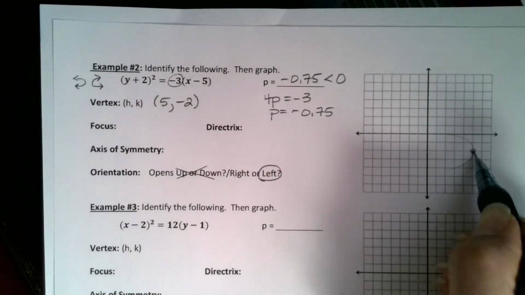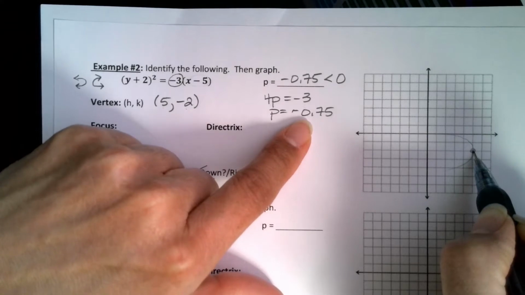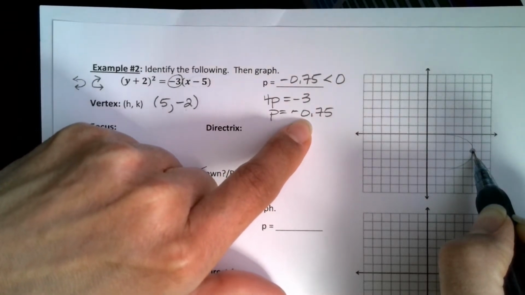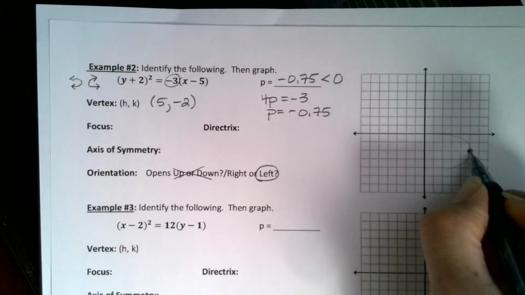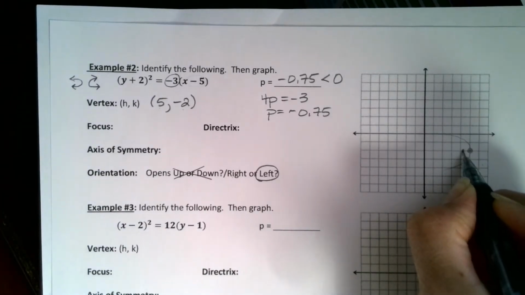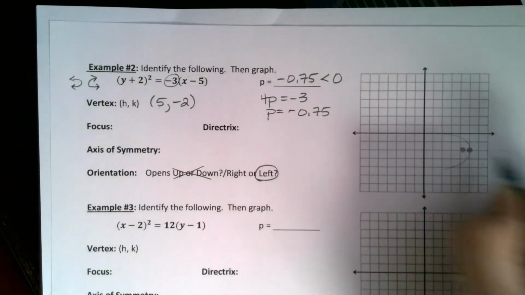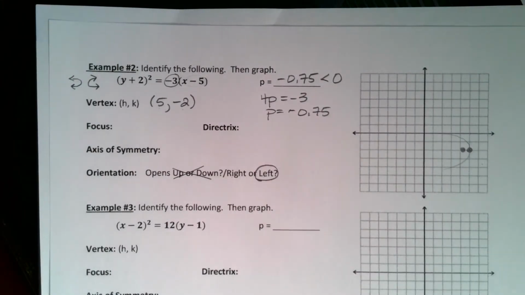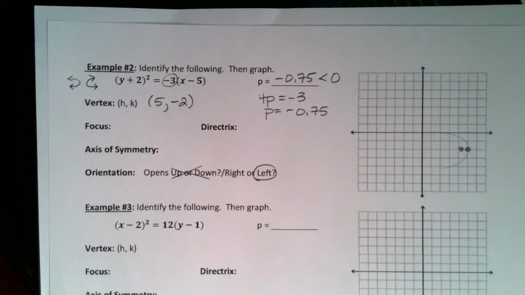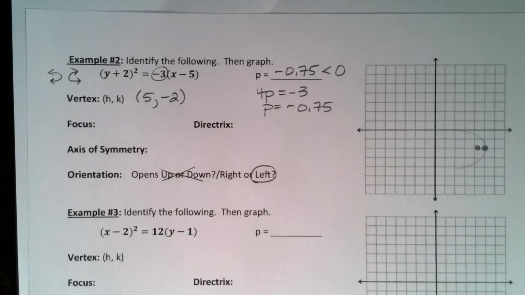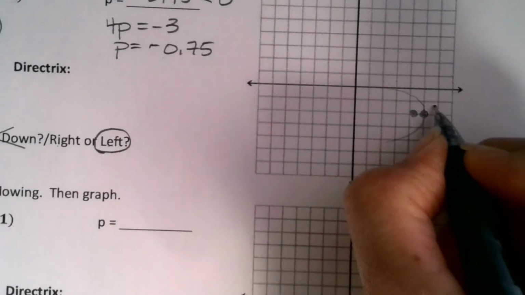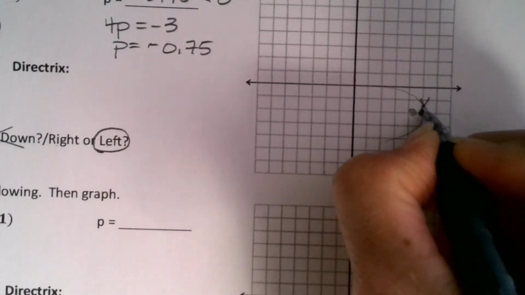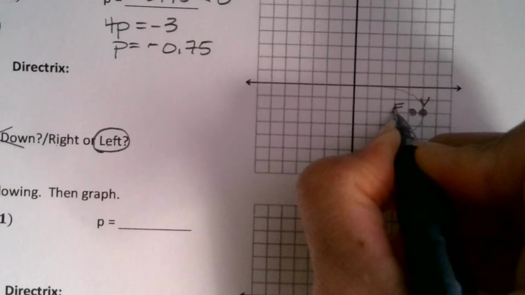So if I'm here at my vertex and I know that my focus is negative 0.75 units away, and I know it has to go left, right? I'm going to go over to the left 0.75. It's going to be kind of annoying the way we draw this because the points are going to be rather close, okay? So I'm going to go over negative 0.75 to the left. Let me zoom in here a little bit. Okay. So you can see what I'm doing here. Here's my vertex. I'm going to put the V here for my vertex, and here is my focus.